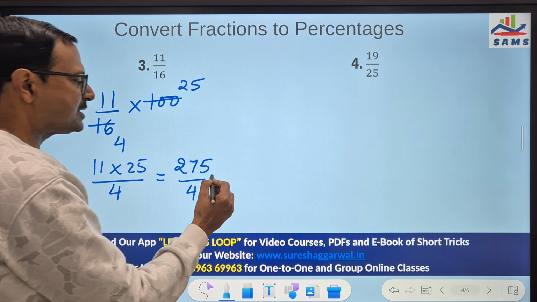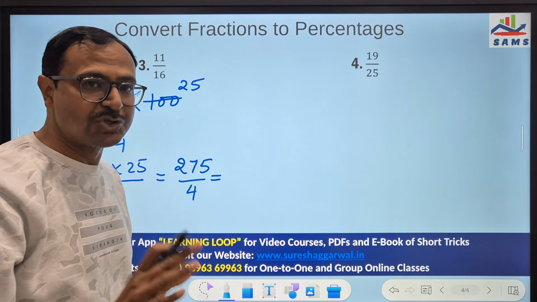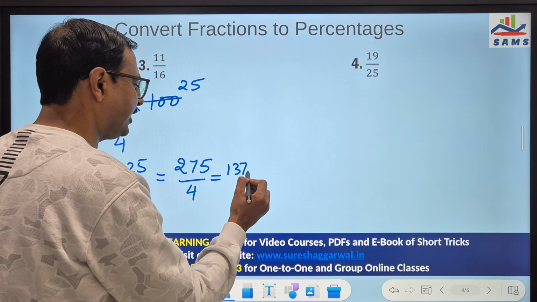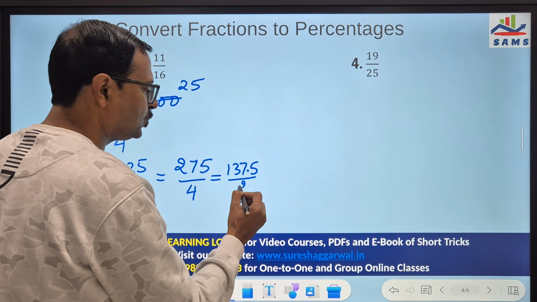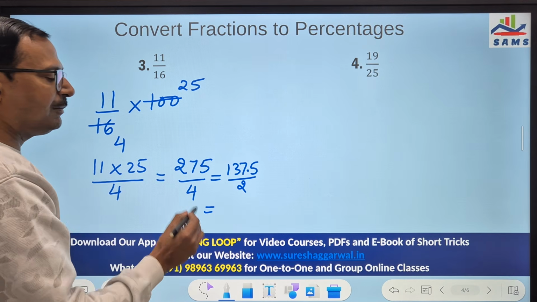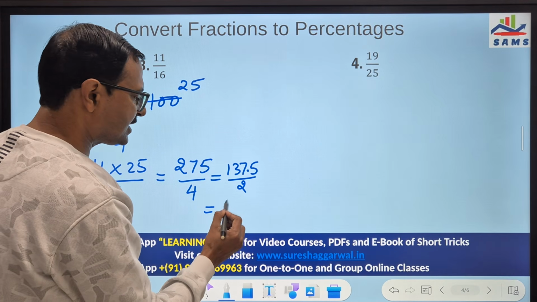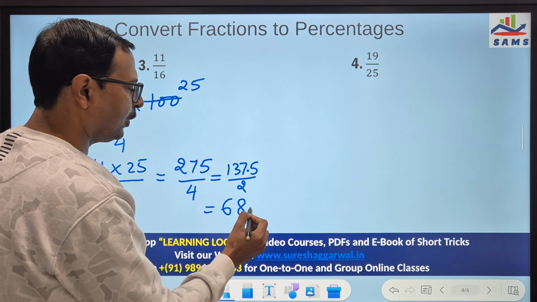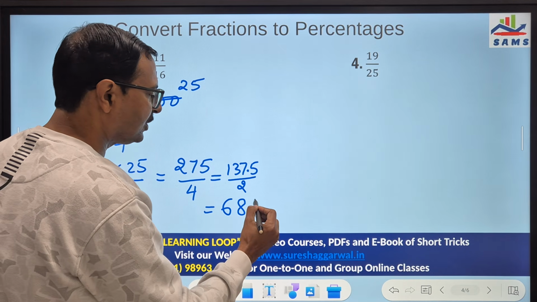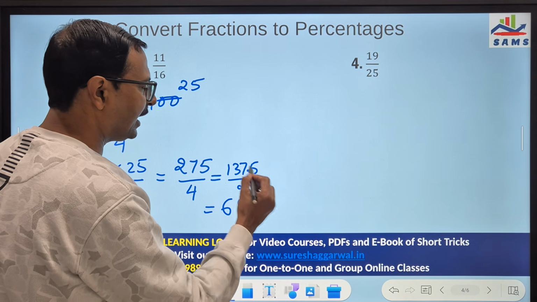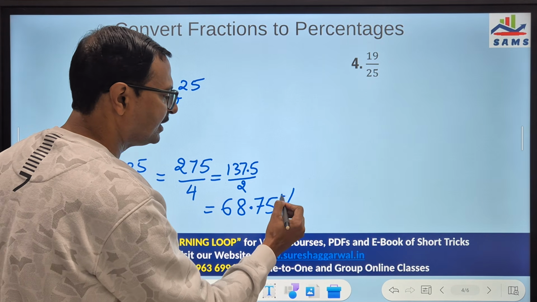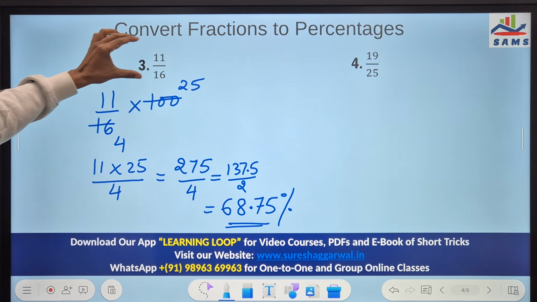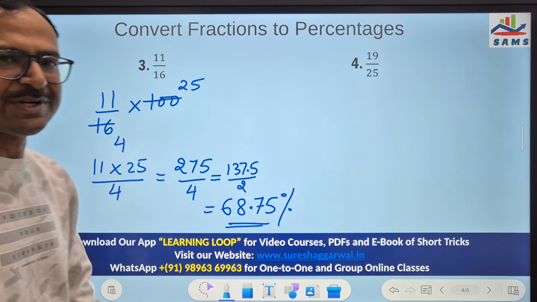How do I divide numbers by 4? I hope you have seen all the division short tricks. So just take the half of this number, 137.5, and divide it by 2, and finally one more time you have to divide it by 2. 2 6s are 12, so 17 means 2 8s are 16. 15 means 2 7s are 14 and 5. 68.75% is the answer for the question. 11 upon 16 is actually this much percentage.